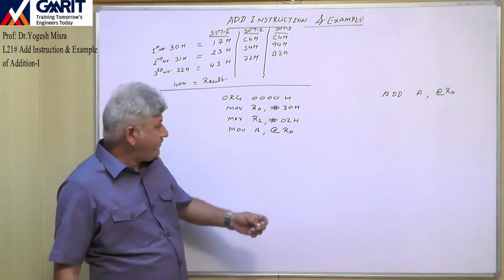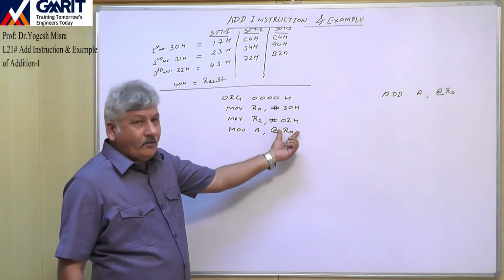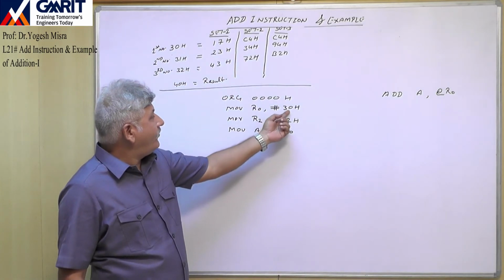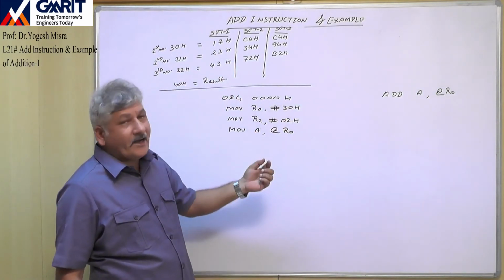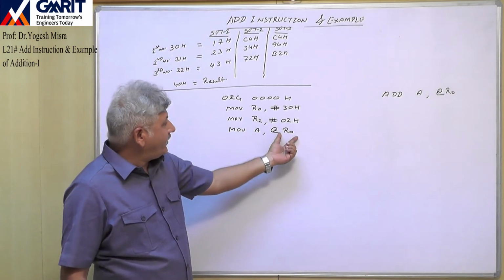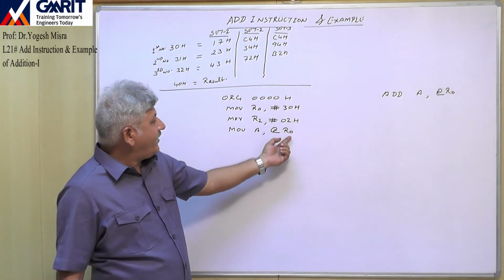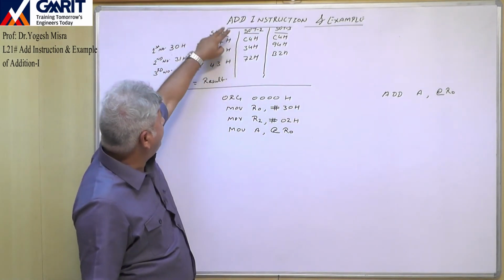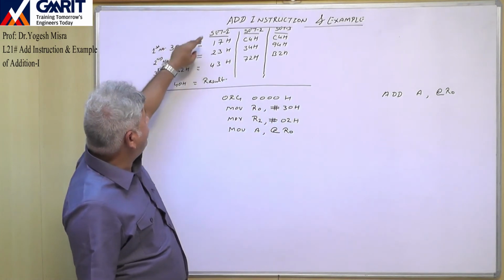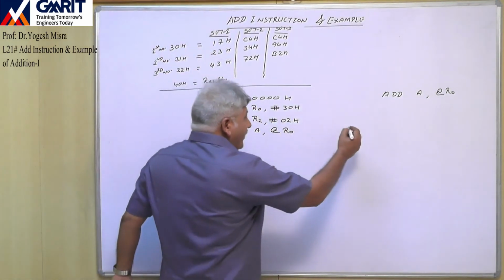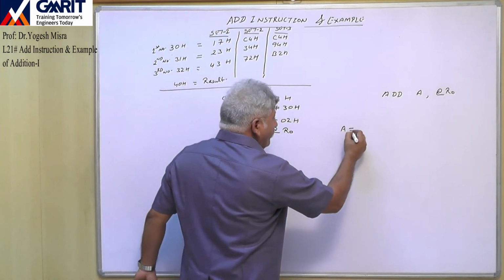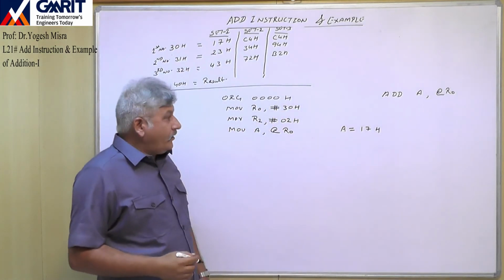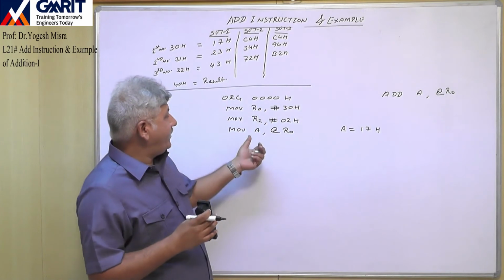So with this what will happen? The value of R0 will define the address. So what is the value of R0? In R0 we have loaded 30. So 30 is the address now. From 30 address, whatever data is there, that will be moved to A register. So at 30, we are now considering the set number 1, at 30 address we are having 17H. So what will happen? In A register, now we have 17H. So now first number is in A register.